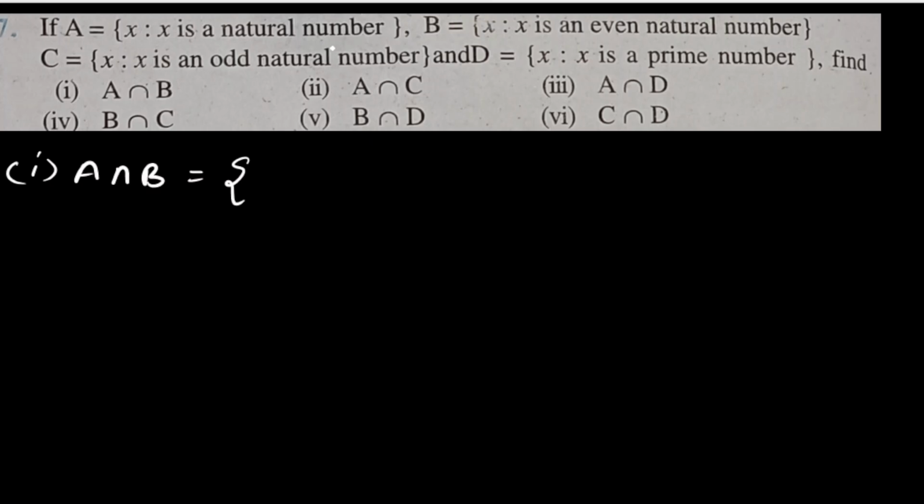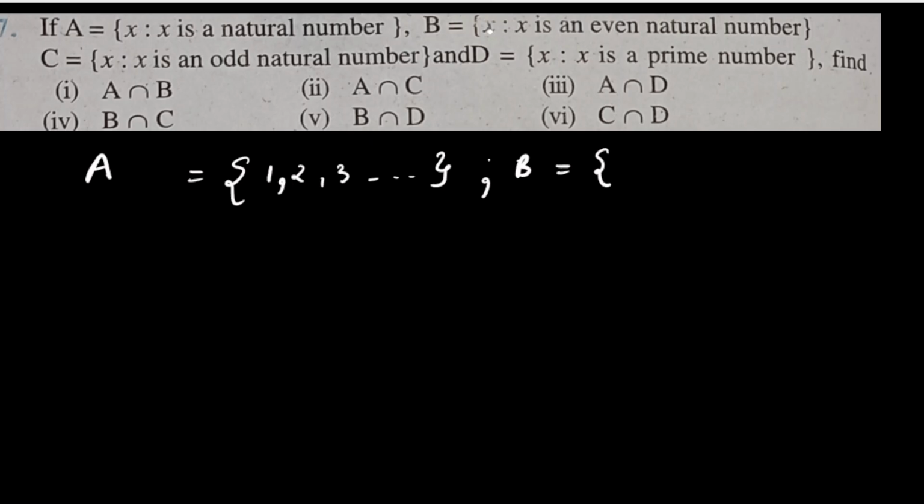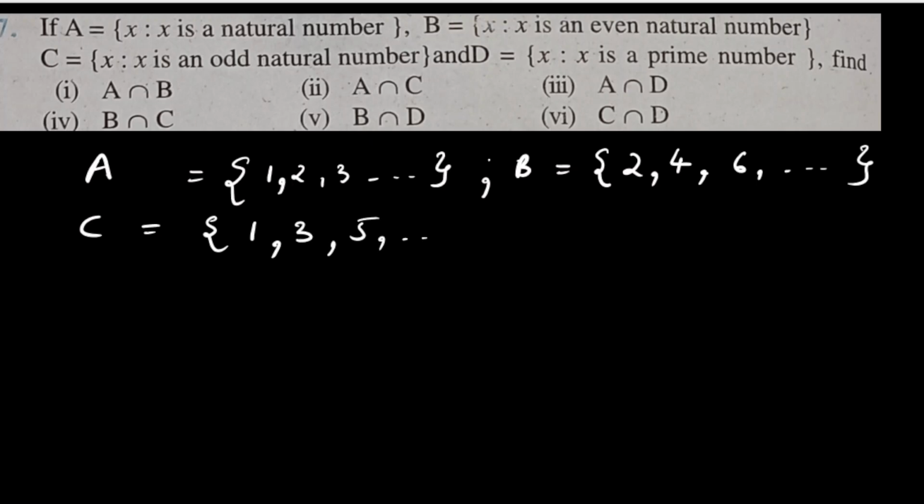So x is a natural number. If you want to write it out, it will be 1, 2, 3 and so on. And set B is x such that x is an even natural number. So even natural numbers: 2, 4, 6 and so on. Then set C is an odd natural number. Odd natural numbers are 1, 3, 5, so all the odd numbers.